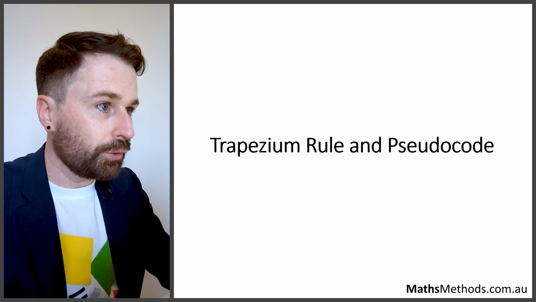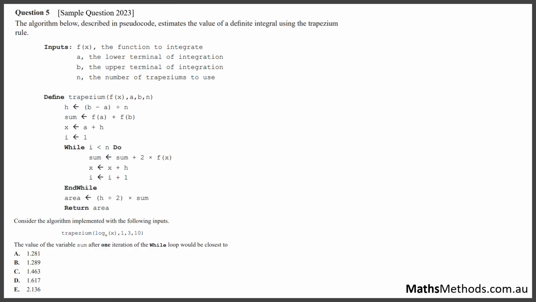Trapezium rule in pseudocode. The algorithm below described in pseudocode estimates the value of a definite integral using the trapezium rule. Consider the algorithm implemented with the following inputs. We've got the following inputs. I've basically just copied and pasted that up here. So we want to define this.